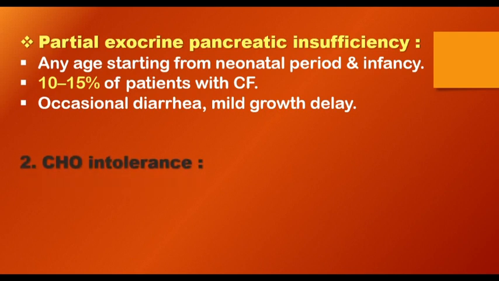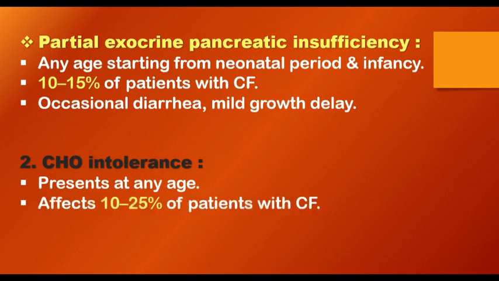So that was about the pancreatic insufficiency. And now, as you see here, we put the title of carbohydrate intolerance. Yes, this is 1B. This may be one of the manifestations of cystic fibrosis at the age beyond the neonatal period, or immediately after birth, in the neonatal period and beyond, or infancy and beyond. So carbohydrate intolerance could present at any age, and it affects about 10 to 25% of patients with cystic fibrosis.